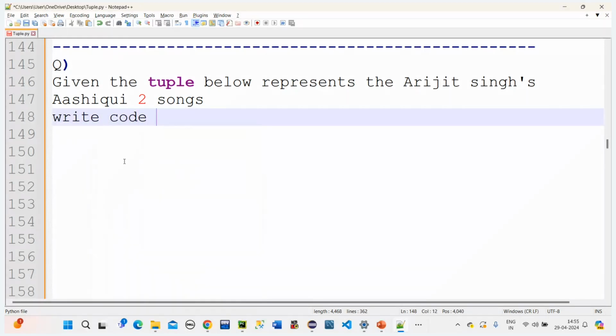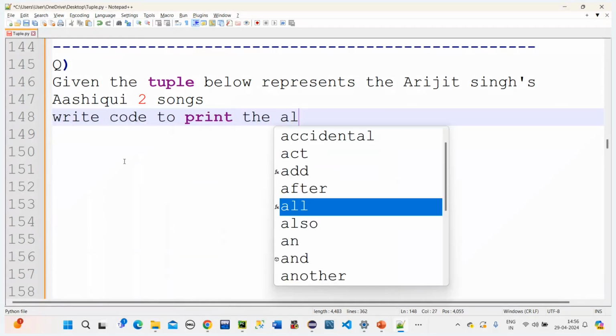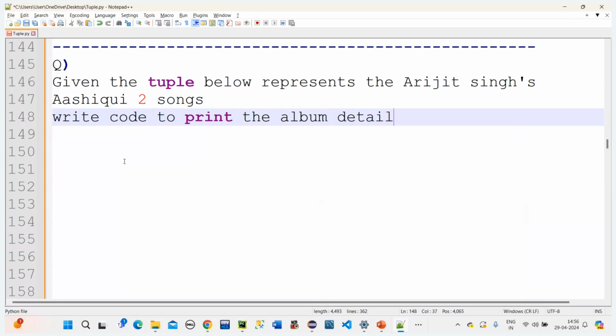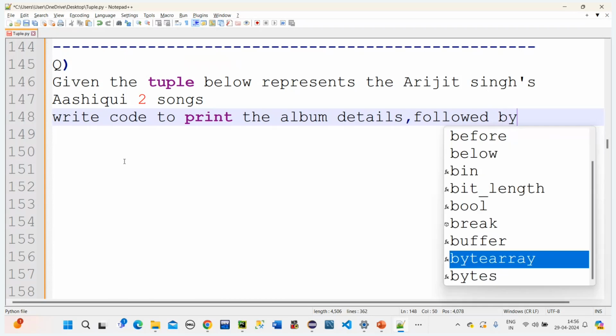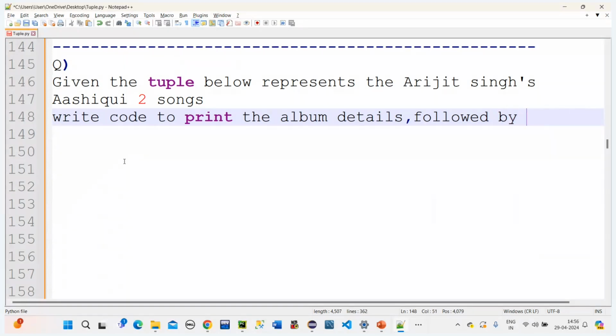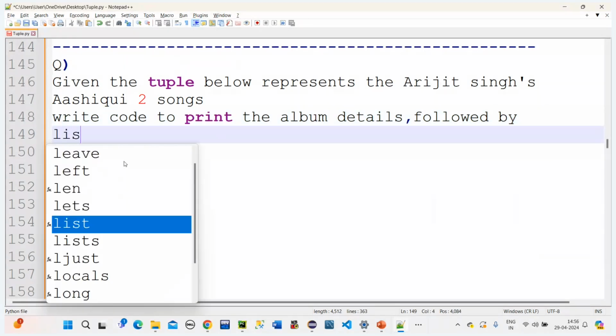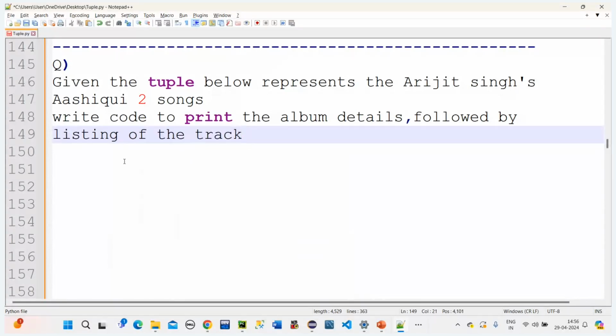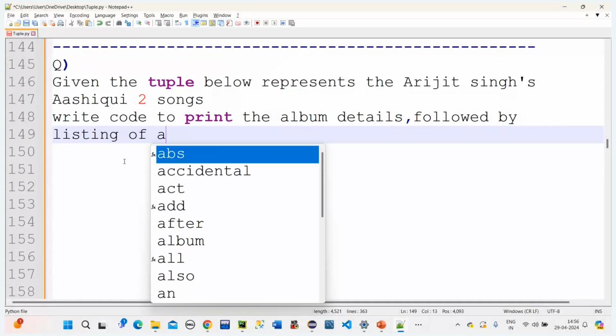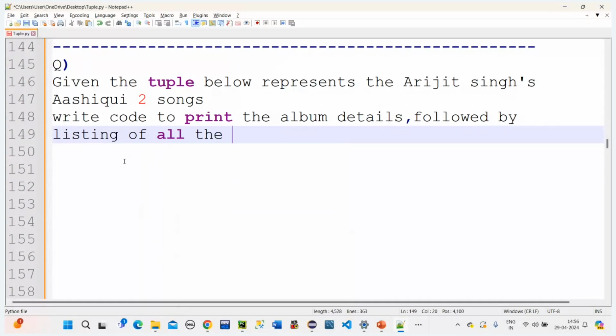Write code to print the album details, followed by a listing of all the tracks in the album.